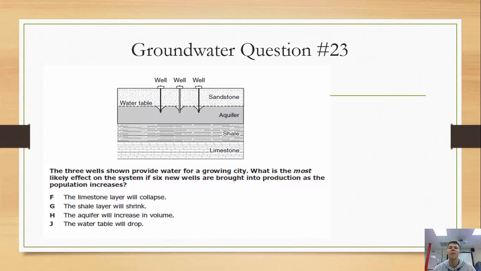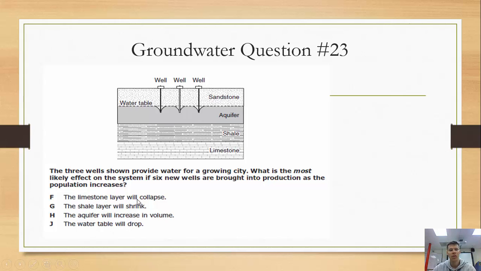This looks like a very complex question, but it's asking a very simple question. The 3 wells shown provide water for a growing city. What is the most likely effect on the system if 6 more wells, that'd be tripling the amount of wells, are brought into production as the population increases? So if you triple the amount of wells, which of the following 4 things will happen?